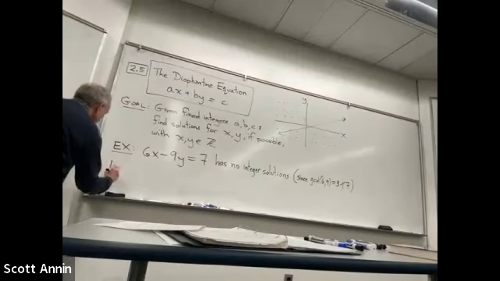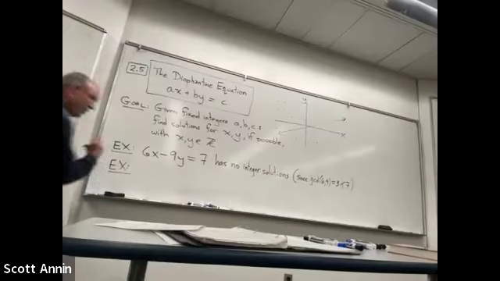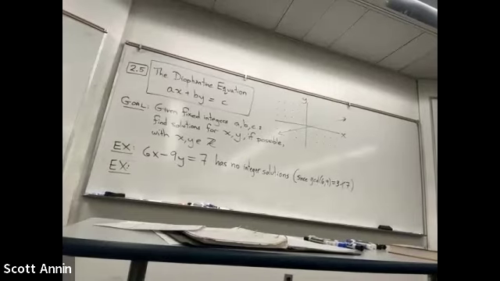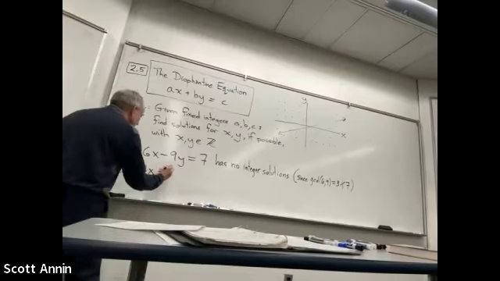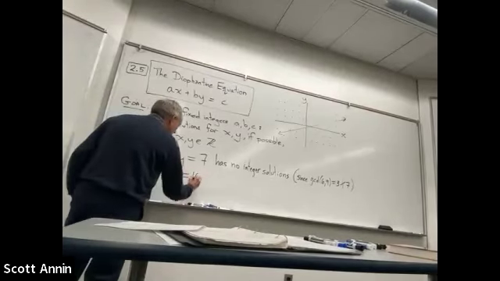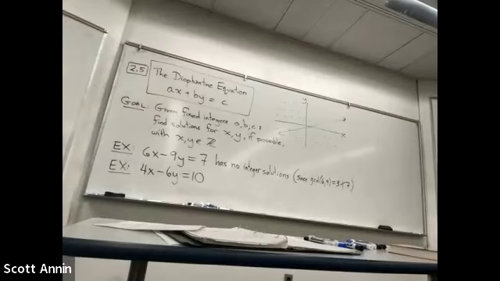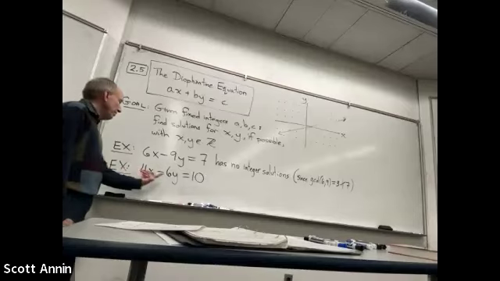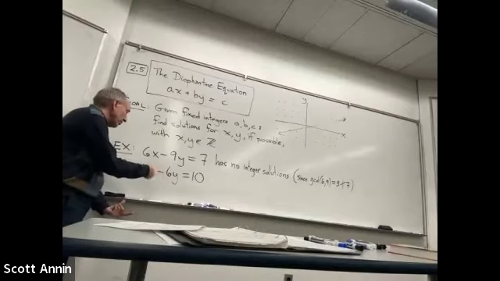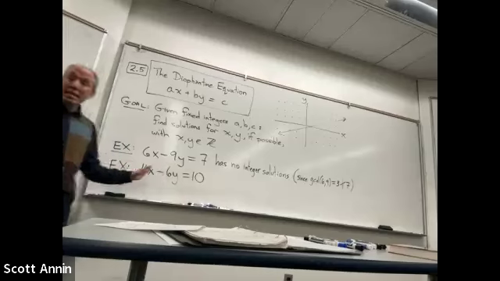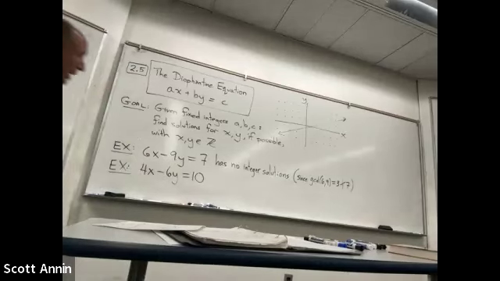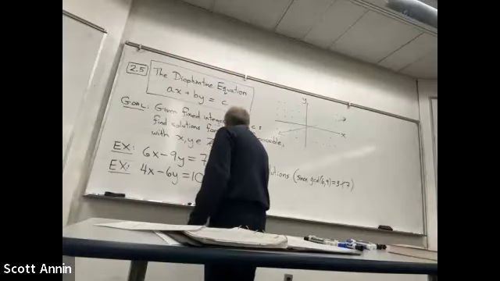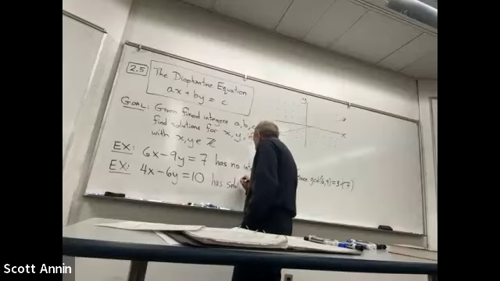But it's very easy to just tweak your example to get a completely different result. If I had 4x minus 6y equals 10, well, now the left-hand side looks to me like you'll always get an even number, but 10 is certainly achievable as an even number, and this does have solutions.